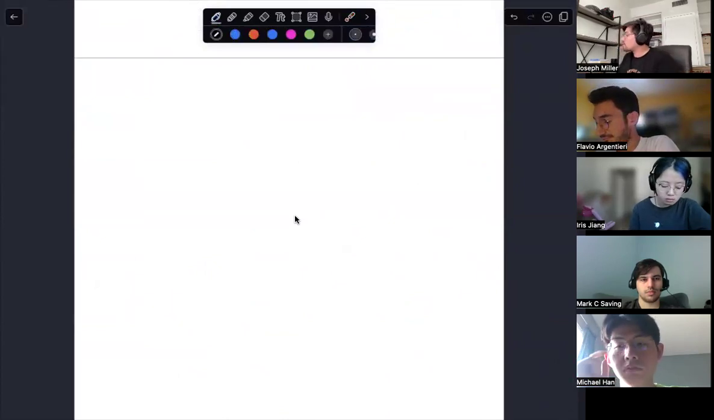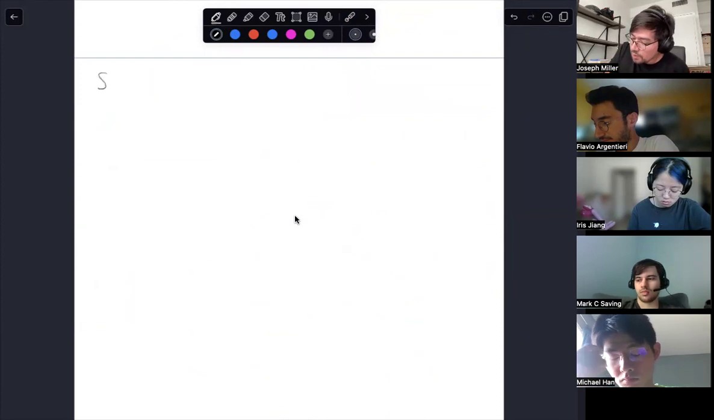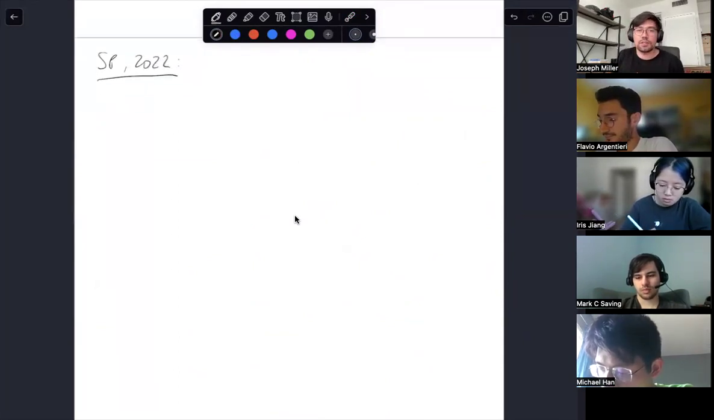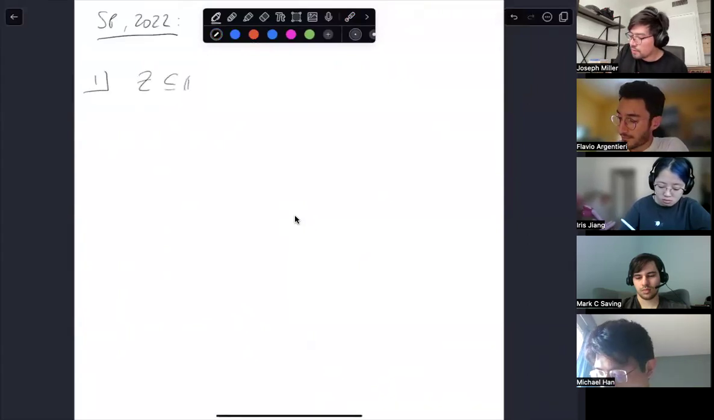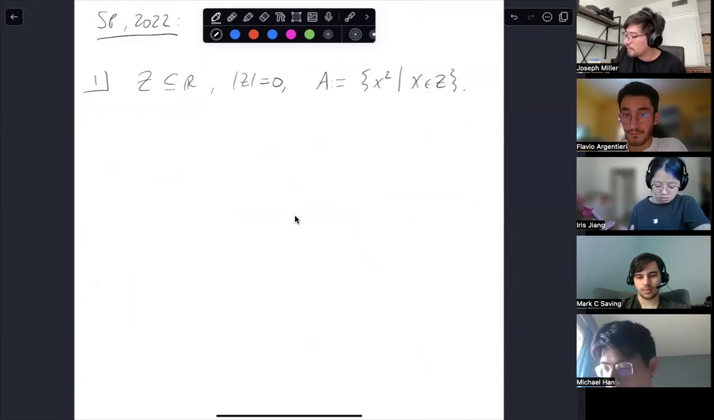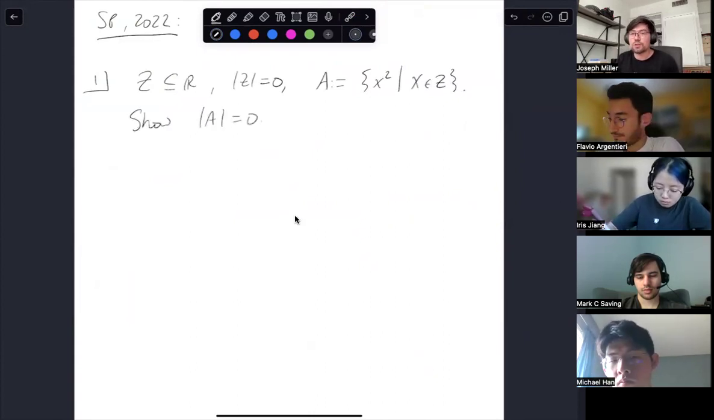Let's go and try some of the most recent exams. Let's start with spring 2022. I'll just start going through the problems. So the first problem is the following. Assume I have a Z in R which has measure 0, and I define A to be the set of x squared such that x is in Z. Show A has measure 0.